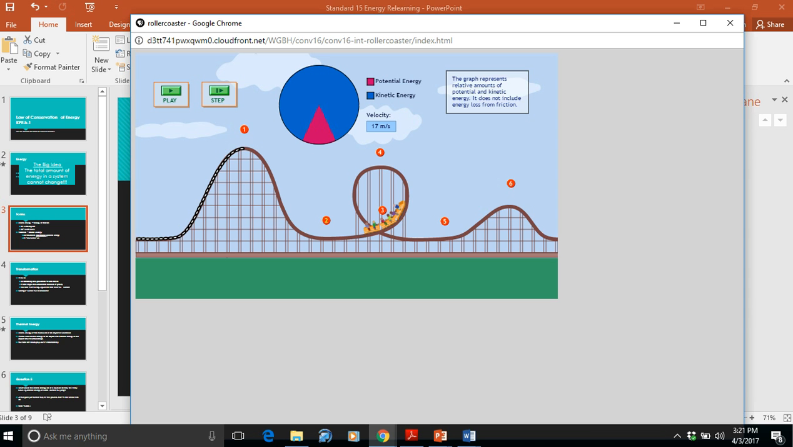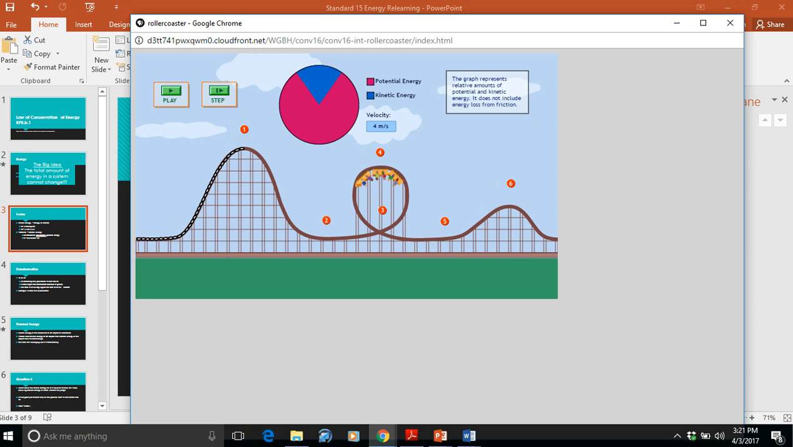Remember at 2, the roller coaster was moving at 20 meters per second. Now it's only moving at 17. So when it goes higher, what should we see about our potential? Well, the potential energy should also increase, which means the kinetic energy should decrease. And that's what we see. So the velocity here is 4.